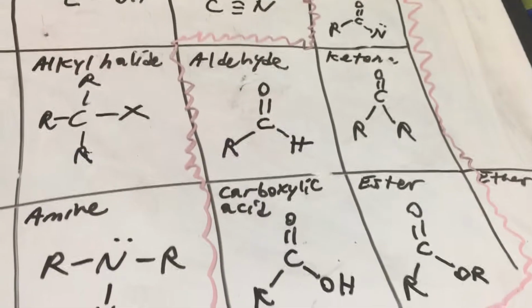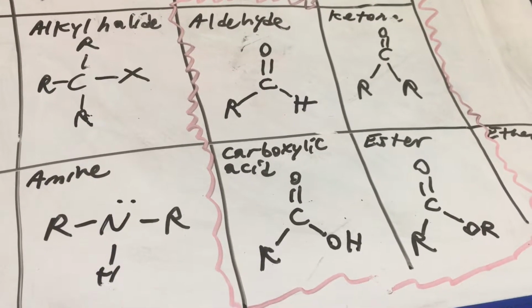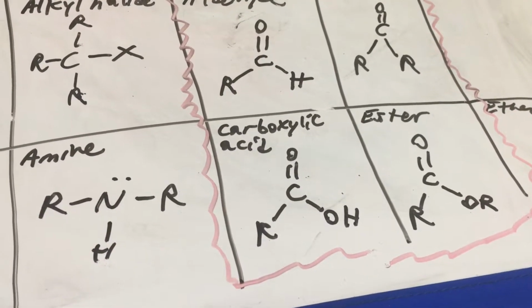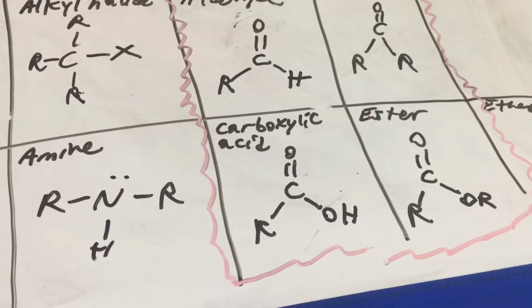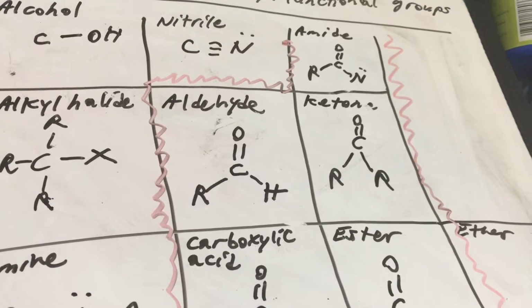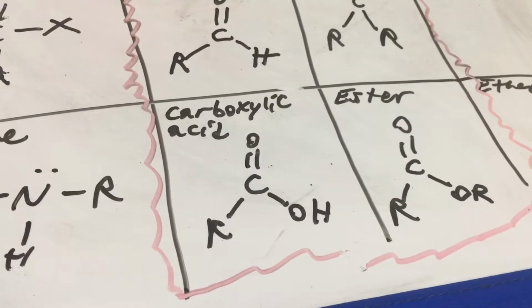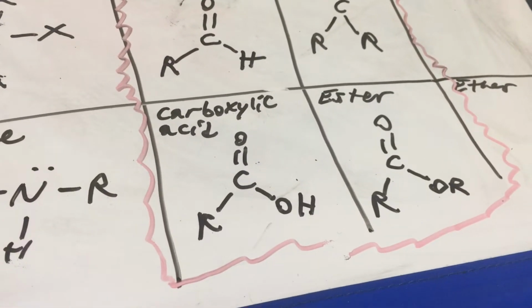So again, to reiterate, aldehydes is carbon, R, and O bound to a hydrogen. Carboxylic acid is carbon bound to oxygen and R, and then bound to OH. Amides are carbon, oxygen, and R bound to nitrogen. Ketones are carbon, oxygen, and R bound to R. And esters are carbon, oxygen, and R bound to OR.